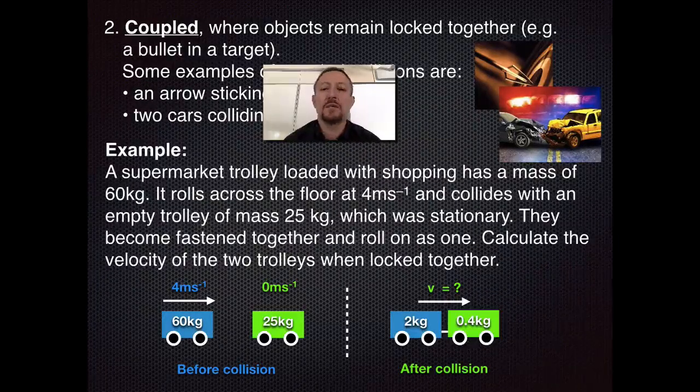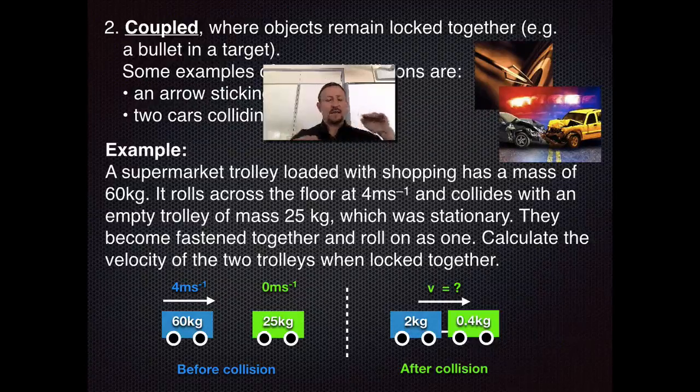So let's look at an example in this situation. What we've got here is a supermarket trolley loaded with shopping, with a mass of 60 kilograms. You can see that in blue. It rolls across the floor at 4 meters per second and collides with an empty trolley of mass 25 kilograms, which is stationary, so its velocity is zero. They become fastened together and roll on as one.